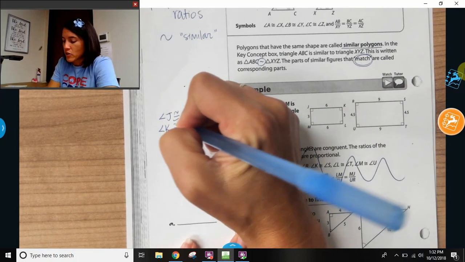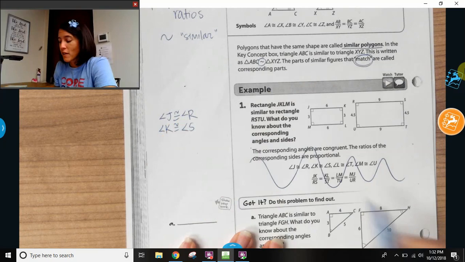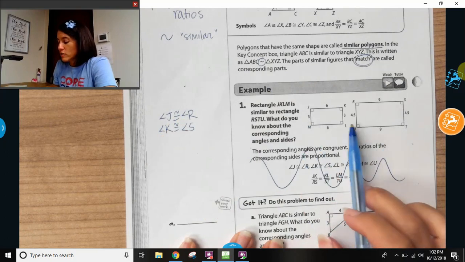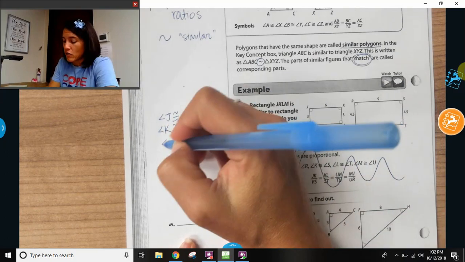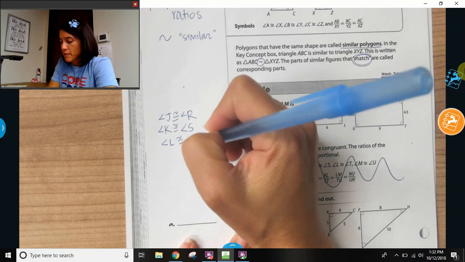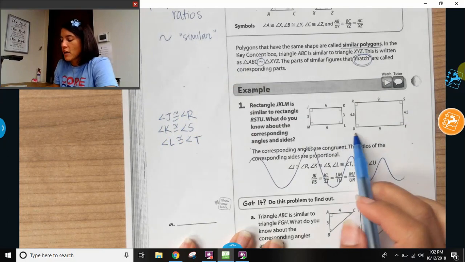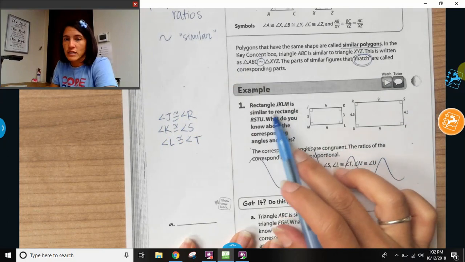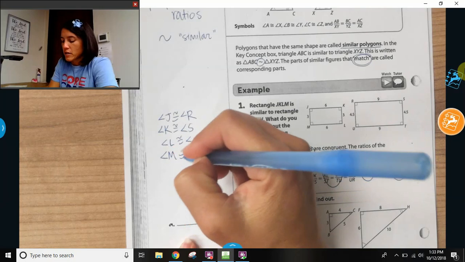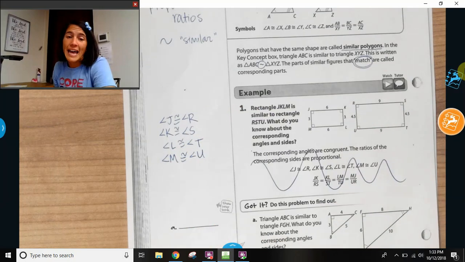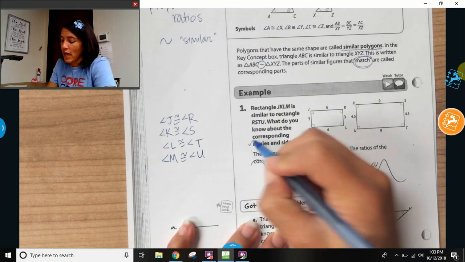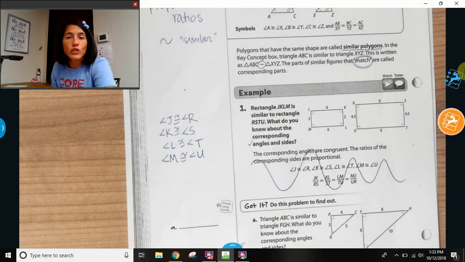Angle K is congruent to angle S. Angle L is congruent to angle T. And then angle M, the last one listed, is congruent to angle U. So that's half of your answer. That takes care of the angles. The angles are congruent for similar polygons.